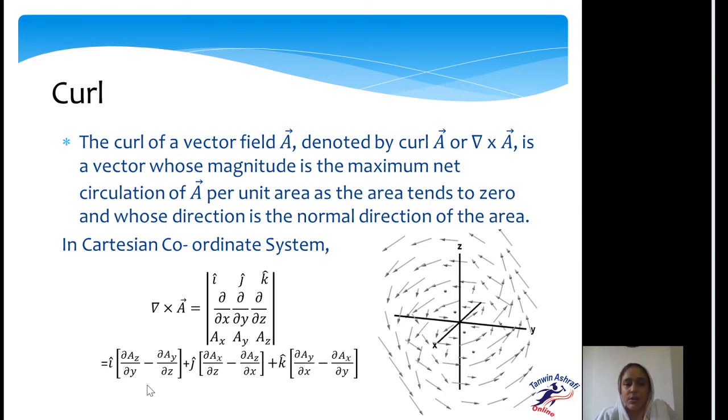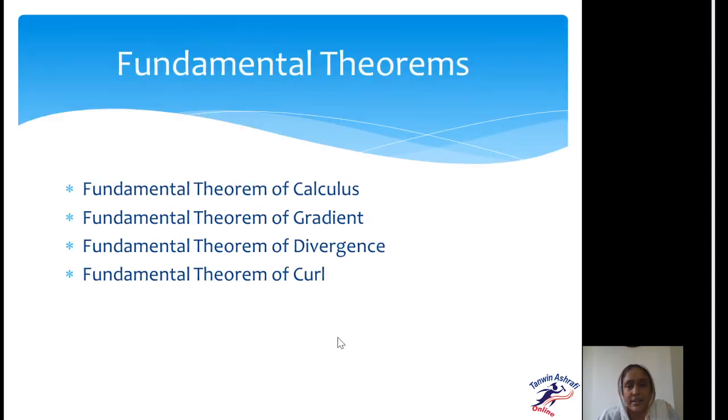Now, the del cross A formula has been written over here. Del cross A is equal to the determinant of i cap, j cap, k cap, partial derivative with respect to x, partial derivative with respect to y, partial derivative with respect to z, Ax, Ay and Az.